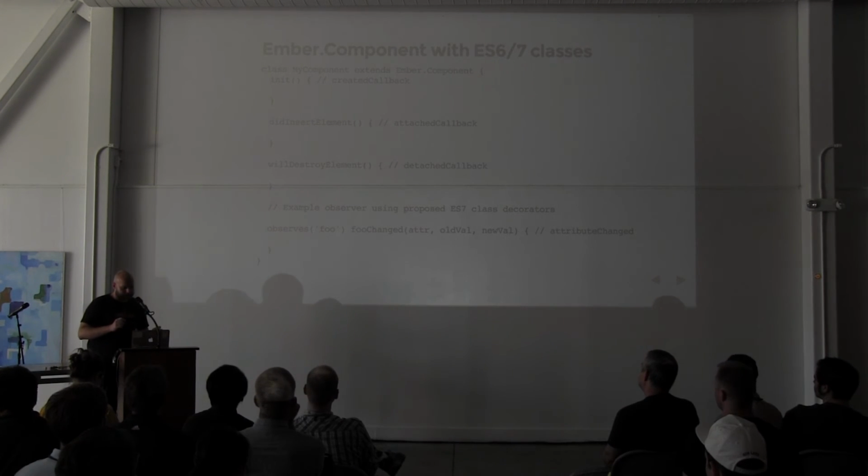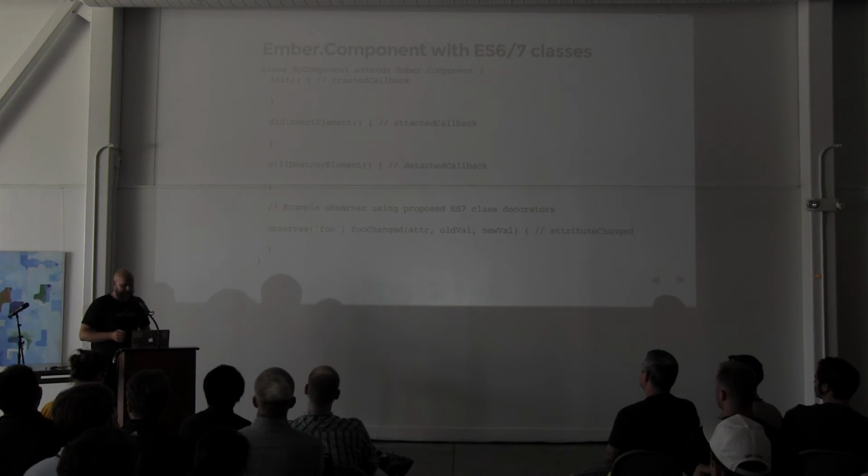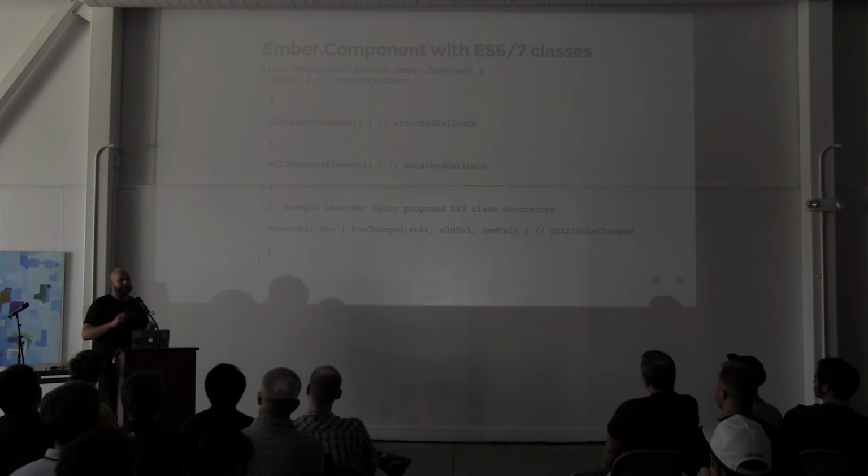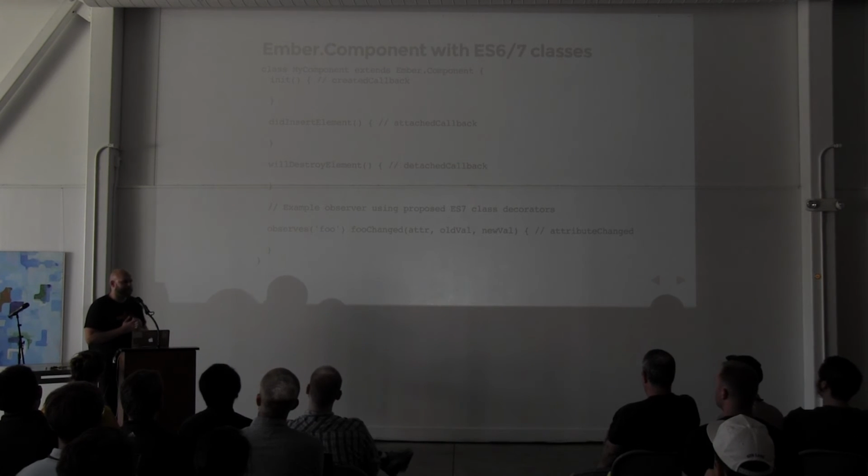And so down at the bottom, though, there's a proposal for ES7 class decorators, and this is basically how Ember may end up supporting the type of thing you're used to doing, like function.property.observes, whatever. This might be how that actually gets implemented using the proposed ES7 syntax, right?